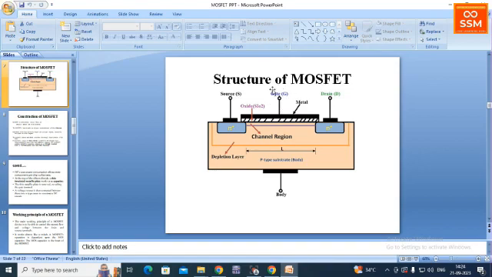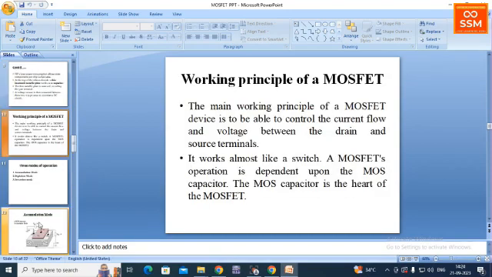The voltage applied on this gate terminal plays a very important role in current conduction based on proportionality. Based on the amount of gate source voltage applied across this terminal, the current will flow. If VGS increases, the current will also increase with respect to the drain source voltage. That we'll see later. Now coming to the working principle.